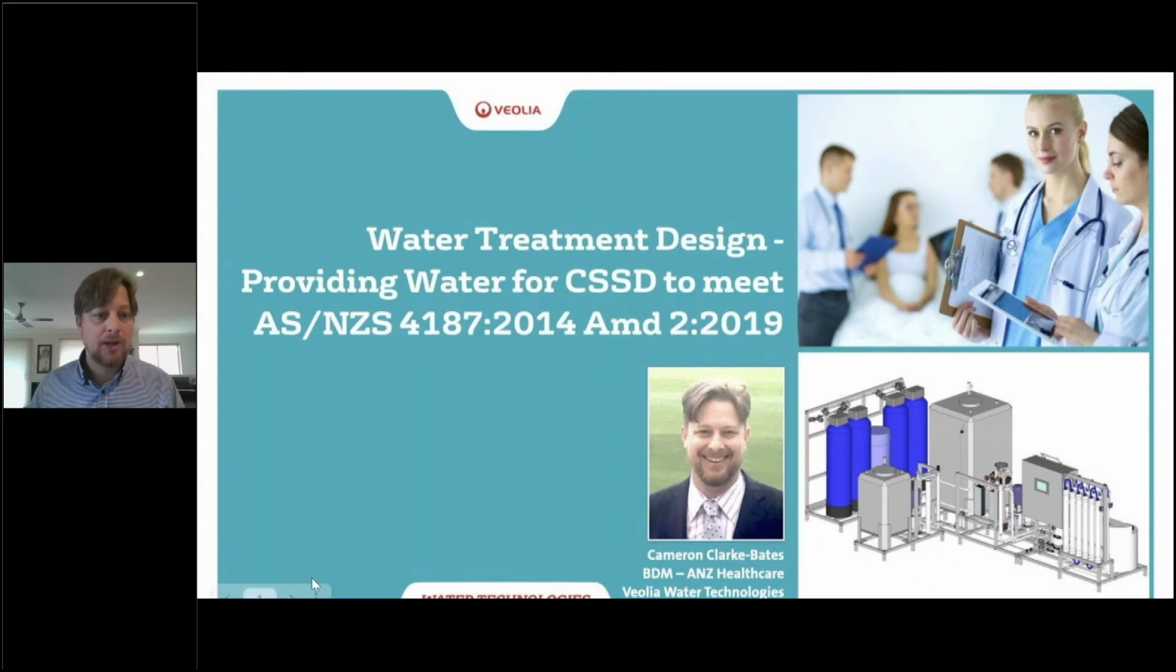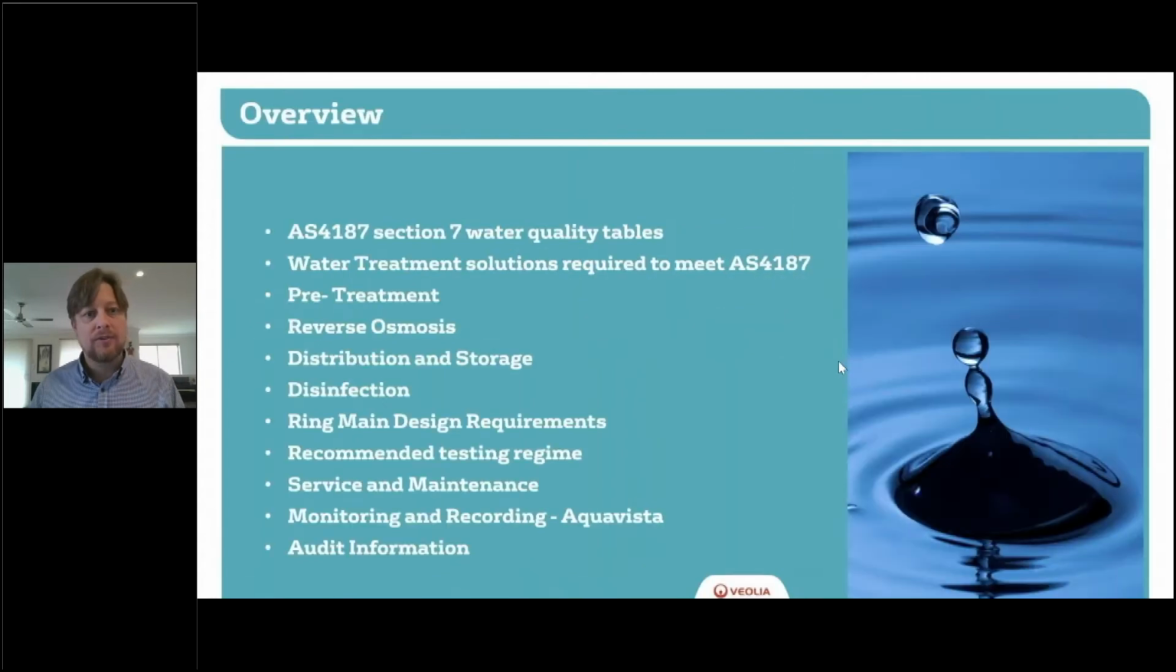Today, first of all, we'll go through the AS4187 water quality tables from section 7, and we'll then talk about the water treatment solutions that are required to meet them, covering the pre-treatment, reverse osmosis, distribution and storage, disinfection. We'll talk about ring main design requirements and testing regimes and service and maintenance, to give you a bit of a guide there. We'll talk about monitoring and recording, and we'll also talk about audit.